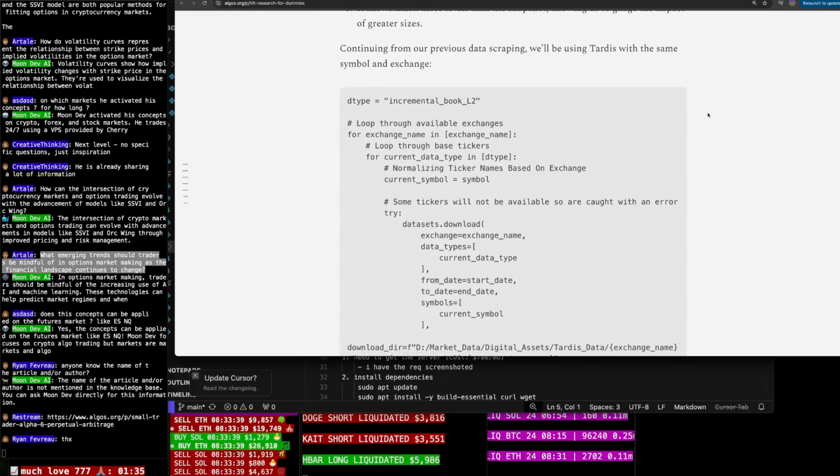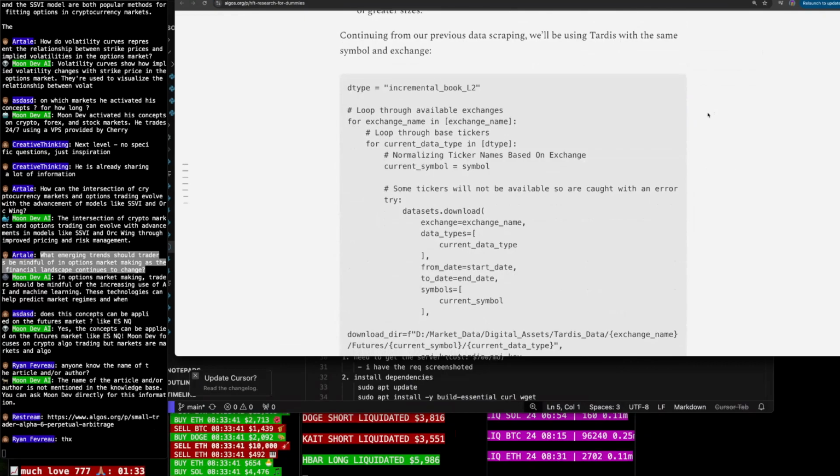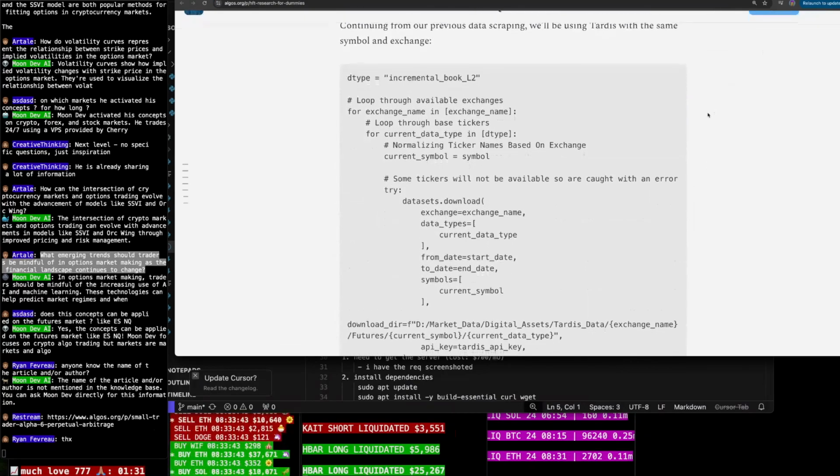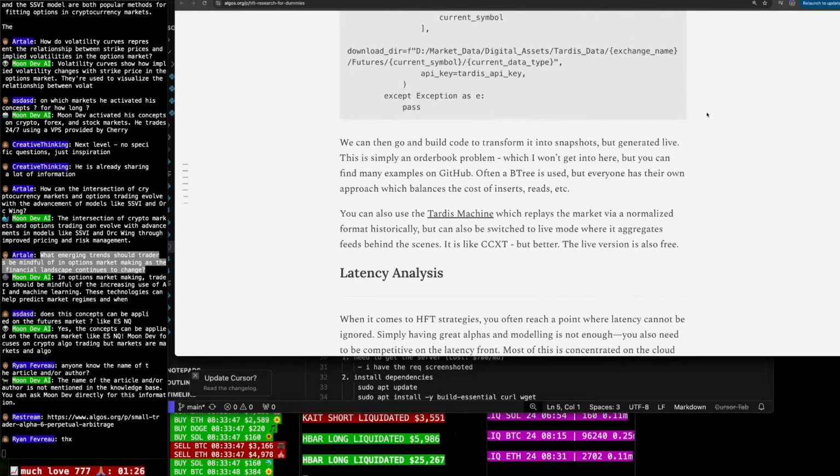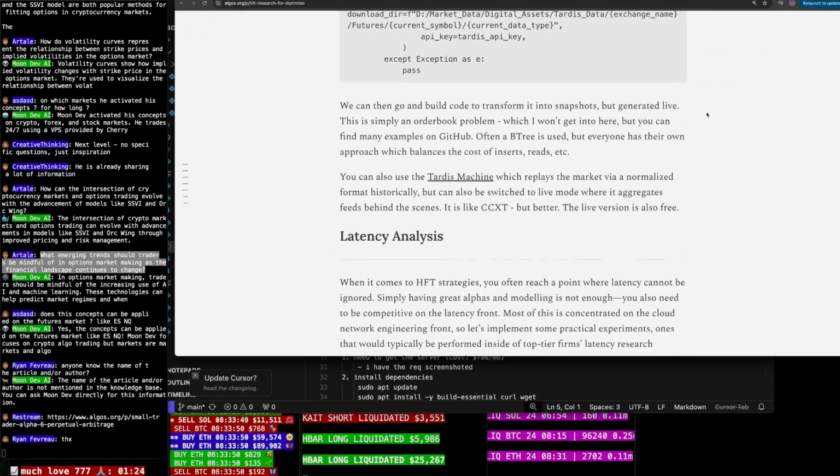Continuing from our previous data scraping, we'll be using TARDIS with the same symbol and exchange. We can then build code to transform into snapshots, but generated live.